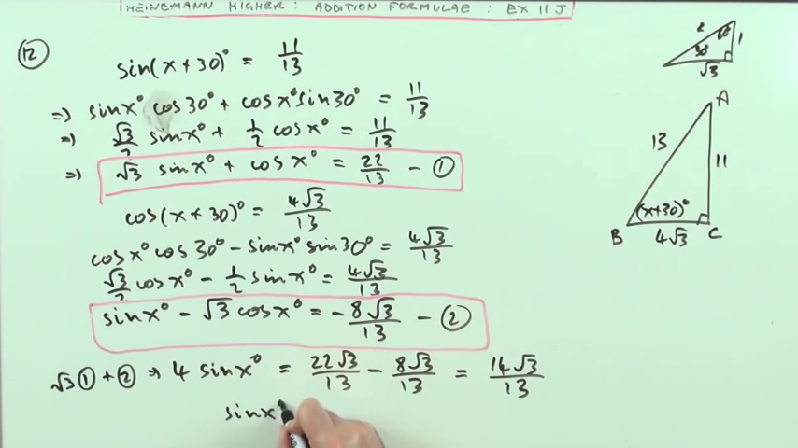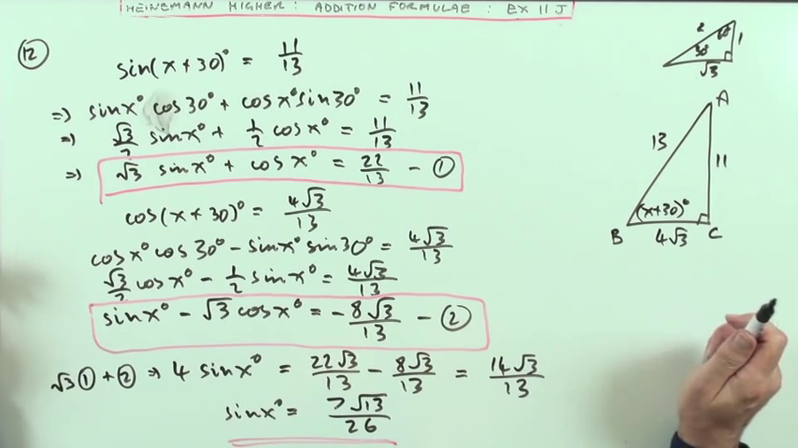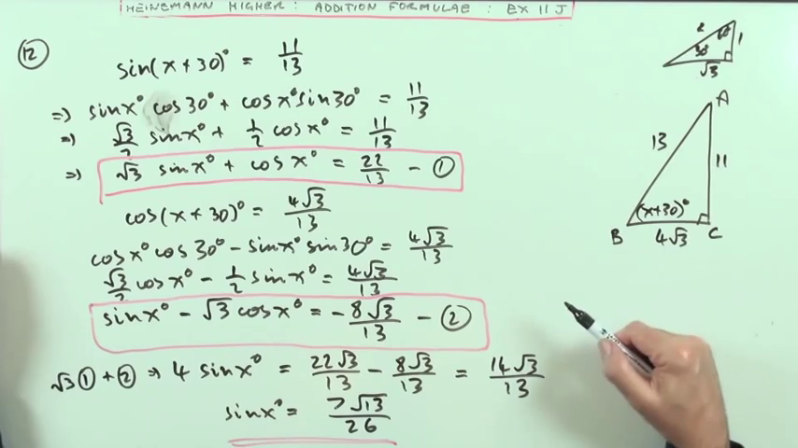And then sine x itself will be dividing by 4. Well, part of the 4 can divide the 14 to make 7, and the other part of the 2 can double the bottom to make 26. Same answer as before. Not the way to do it, but just a wee illustration of using the addition formula in a particular triangle.